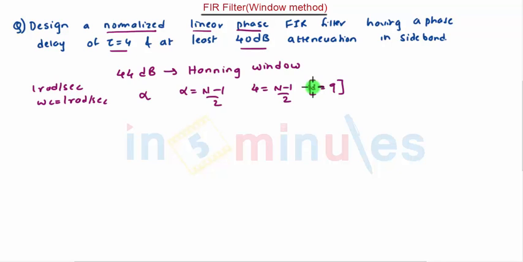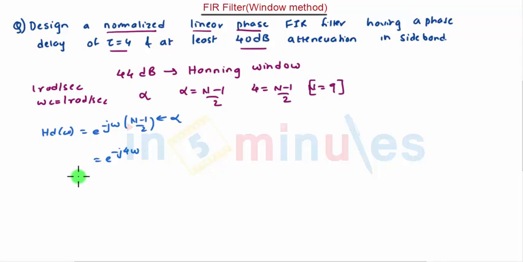Now we have already selected the window method, so we will go for the calculation of frequency response. Now hd of omega is equal to e raised to minus j omega (n minus 1) by 2. (n minus 1) by 2 is alpha. So it will be e raised to minus j 4 omega.